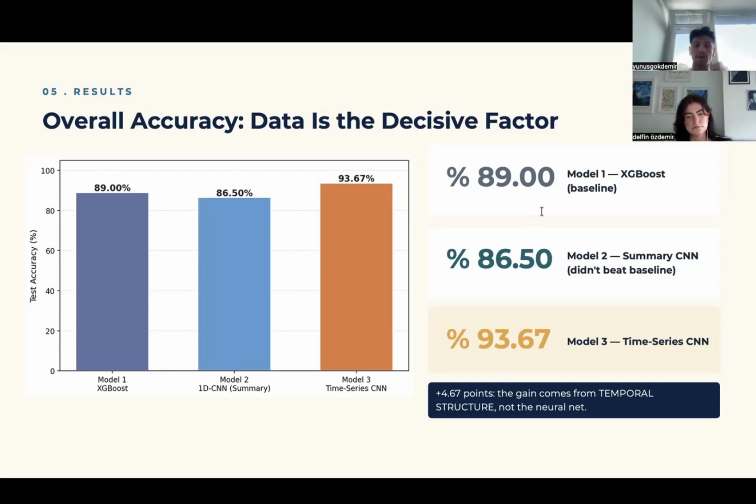Third, the model isn't just more accurate, it's also the most balanced. Its per-class F1 scores are all tightly clustered between 0.90, 0.92 and 0.96. So the headline of our project is right here. The deciding factor in this test is not simply adopting deep learning. It's preserving temporal structure in the input. The data representation mattered more than the model class.